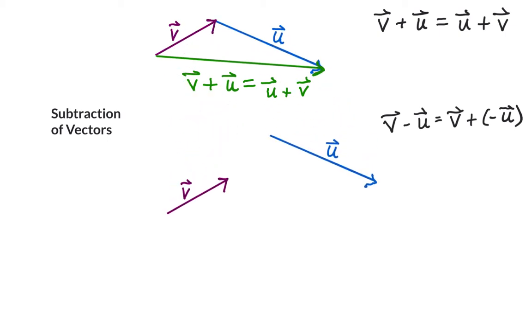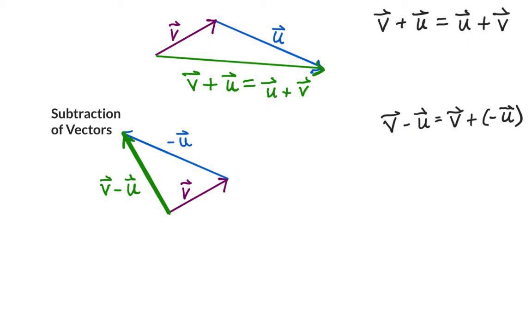Here's vector v, and here's vector u, but we want the opposite, or negative vector u. So when we put the tail of negative vector u, we get the resultant shown there in a thicker green line. It is vector v minus vector u.